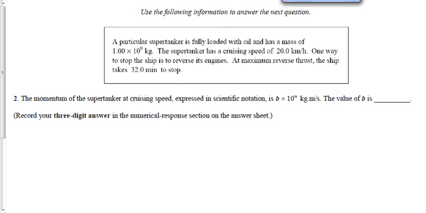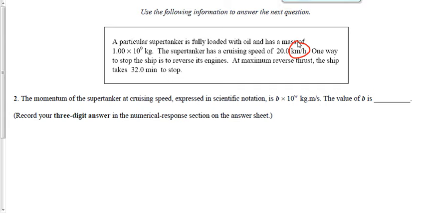We read through this question. I want you to stop me when I reach something that you think might lead to a silly mistake, especially if you're not thinking clearly because you've been writing an exam for 2.5 hours. A particular supertanker is fully loaded with oil and has a mass of 1.0 times 10 to the 9 kilograms. The supertanker has a cruising speed of 20 kilometers per hour.